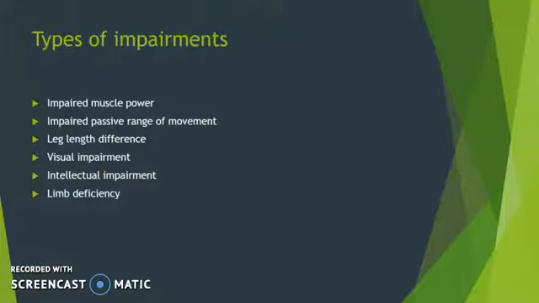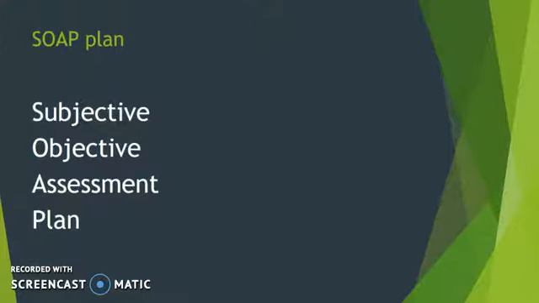Leg length difference, visual impairment, those are kind of self-explanatory. Intellectual impairment, which could have happened from limited intellectual functions or happened at birth, and also limb deficiency, total or partial absence of bones or joints from birth. Our main focus today is going to be impaired muscle power and limb deficiency. So before we start working with our patient, we need to have some type of plan.